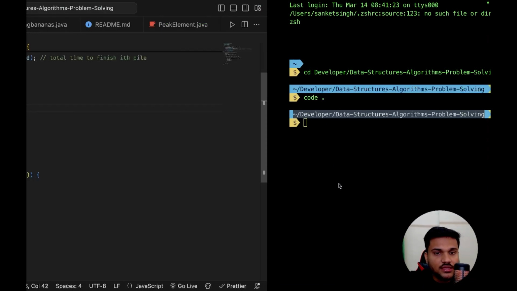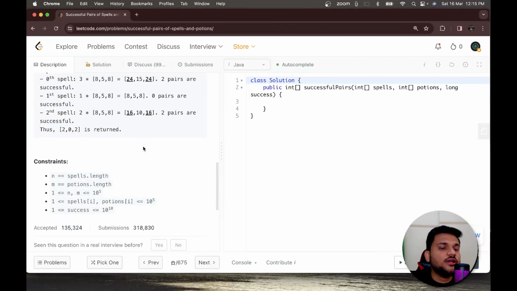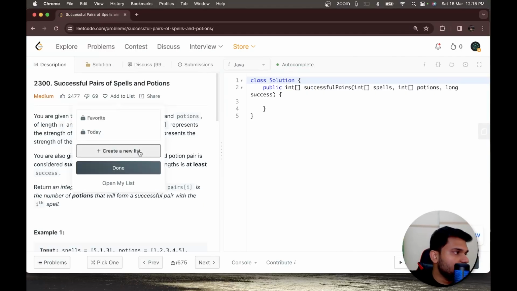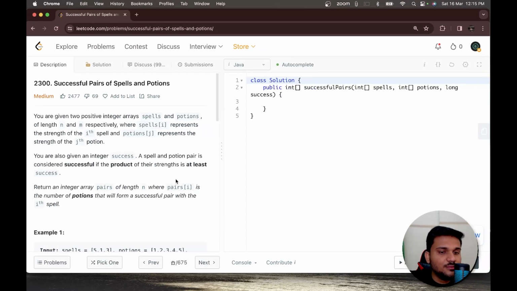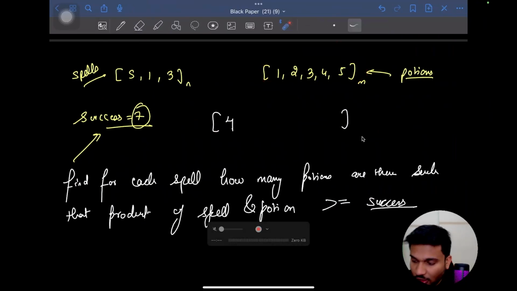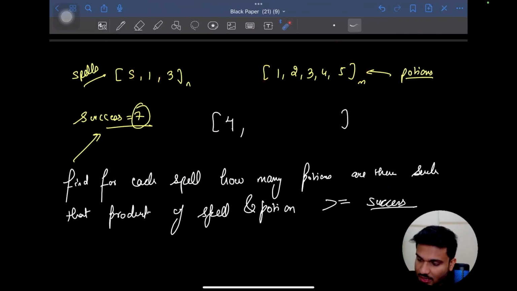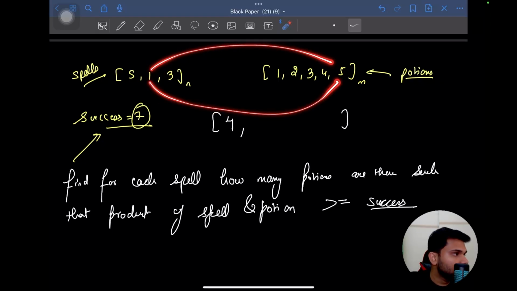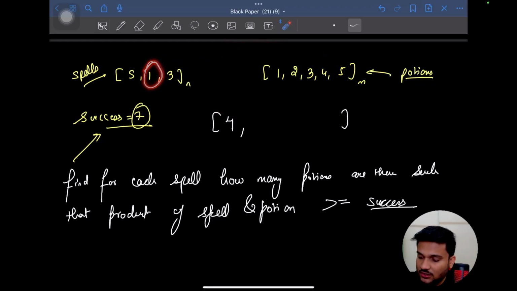And FYI, there is no information that potions is a sorted array or that spells is a sorted array. Until or unless we have been given that information, we should not assume it. It's a matter of fact that the test case looks sorted. Now let's do the same thing for 1. Is 1 into 1 greater than or equal to 7? No. 1 into 2? No. 1 into 3? No. 1 into 4? No. 1 into 5? No. There is no value with which the product with 1 gives a value greater than or equal to 7. So for 1, the answer is 0.